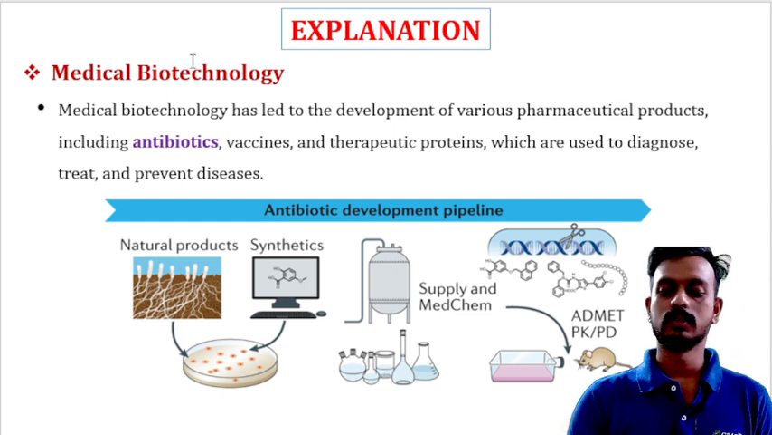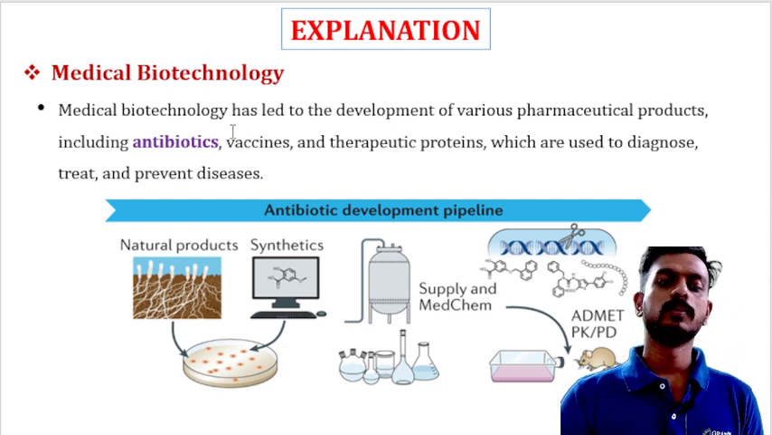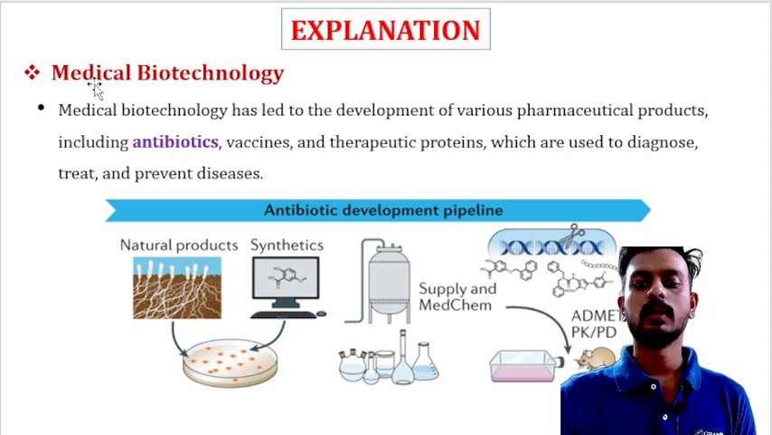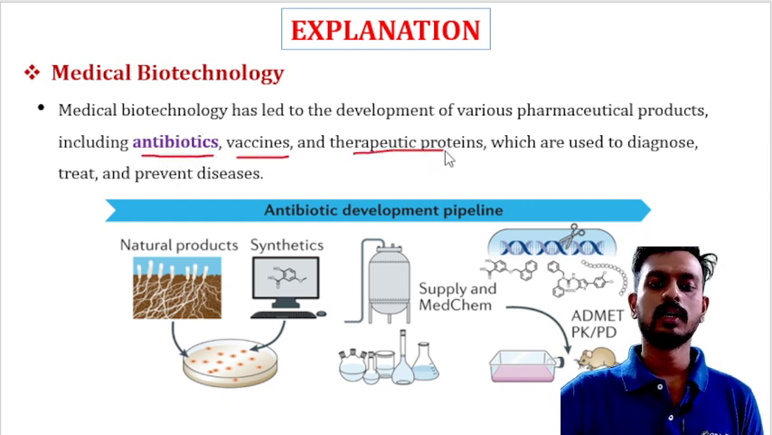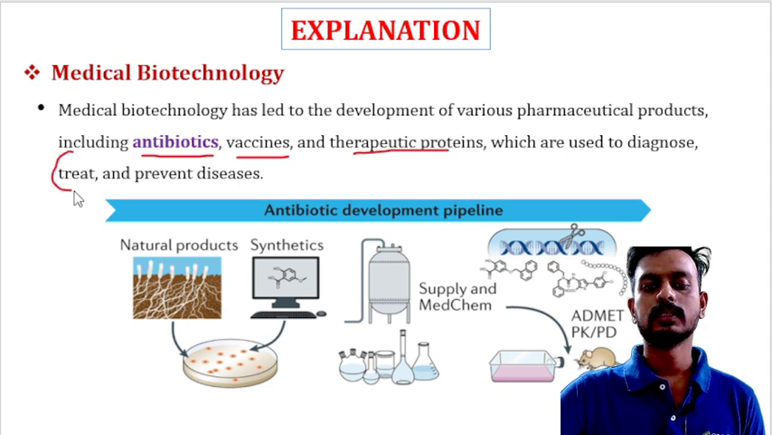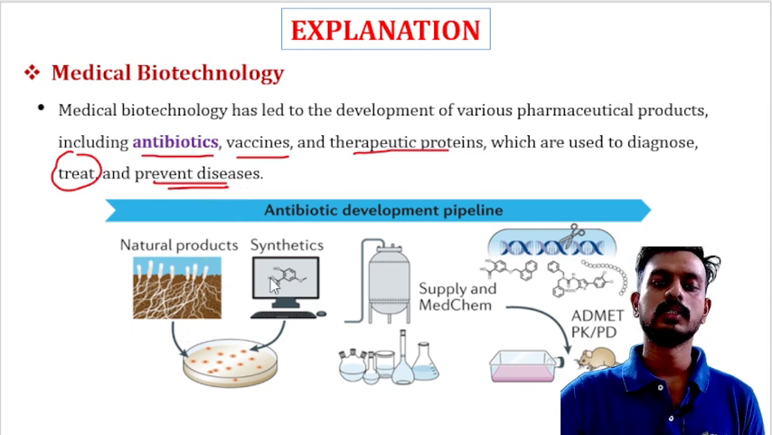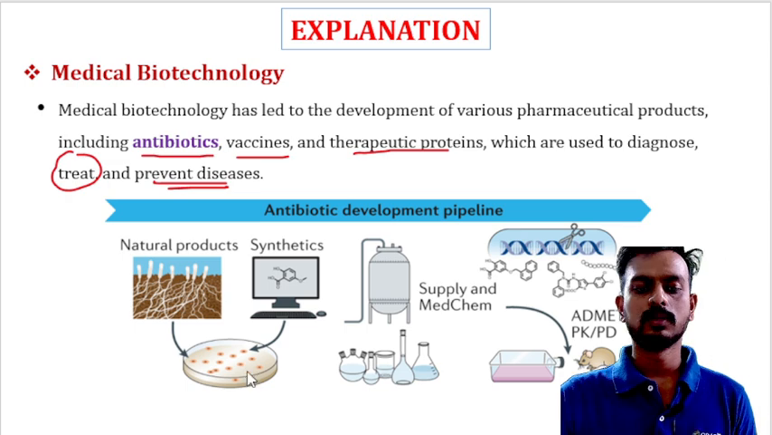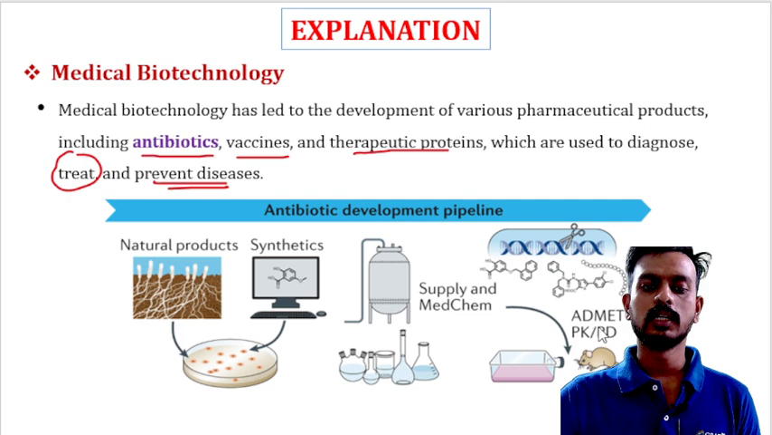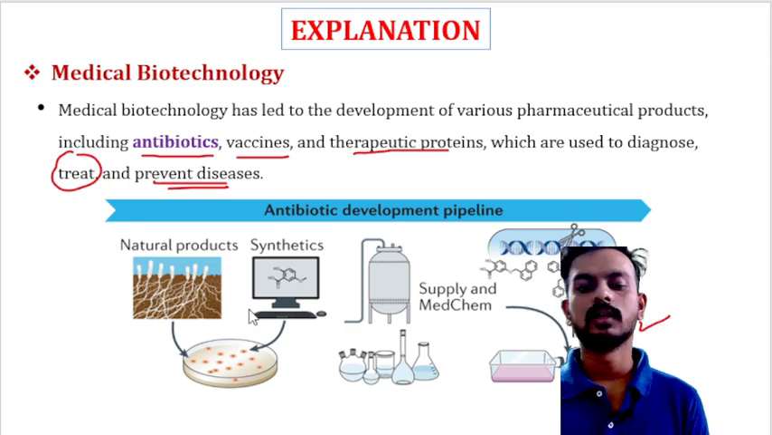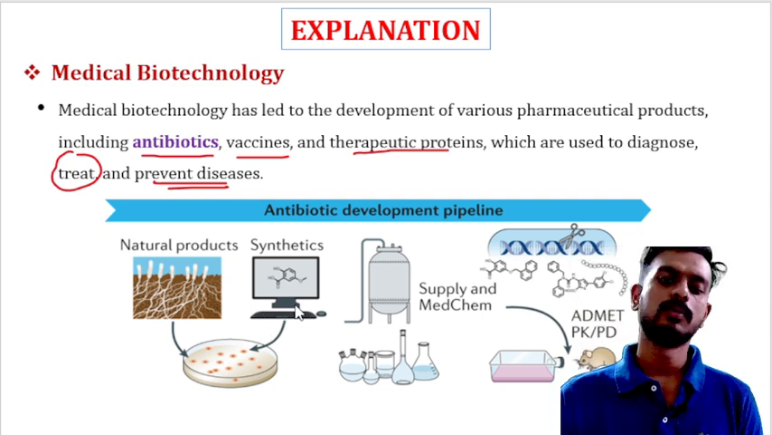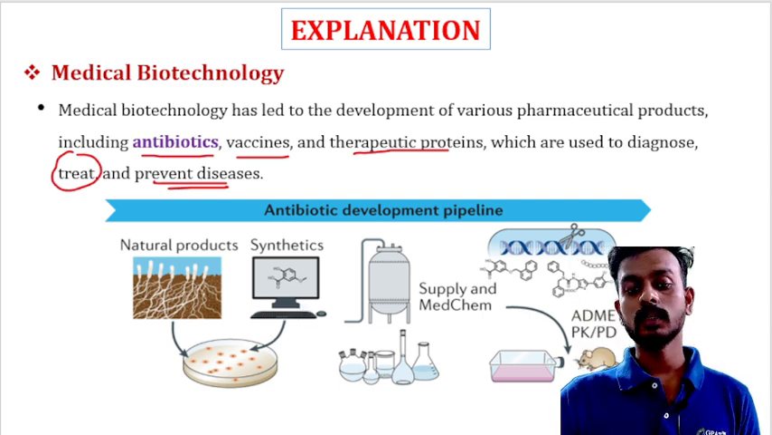Medical biotechnology has led to the development of various pharmaceutical products including antibiotics, vaccines, and therapeutic proteins, which are used for the diagnosis, treatment and prevention of disease. For example, a natural product or synthetic compound can be developed and produced on a large scale, and then ADMET or PKPD studies can be done in animals or cells for further checking its activity against different species of microorganisms.